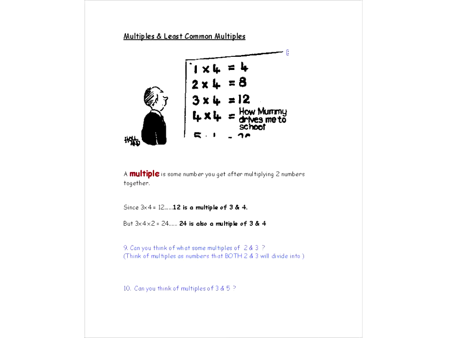Okay, now we're talking about something different. Instead of talking about dividing, we're talking about multiples. But we're talking about multiples and least common multiples. So I got a little cartoon here, and you can read it yourself. It shows 1 times 1 is 1, and he gets up to 4 by 4, and he says 4 by 4 equals how Mommy drives me to school.